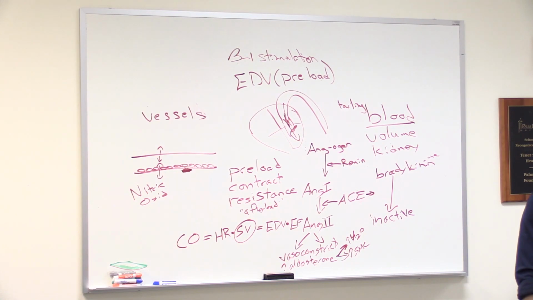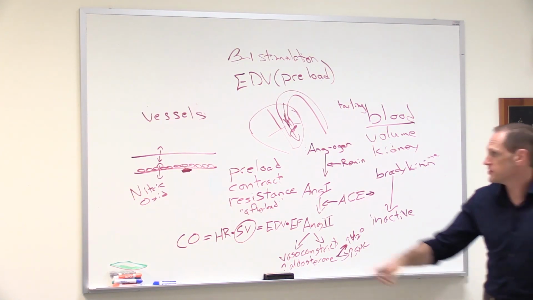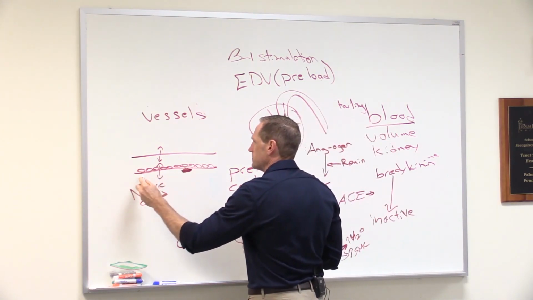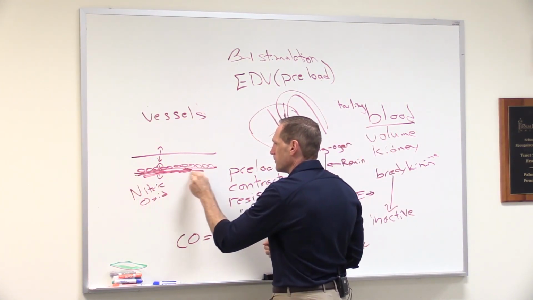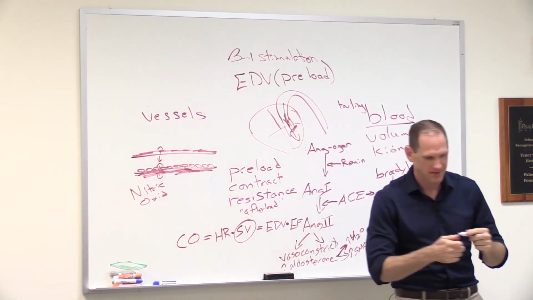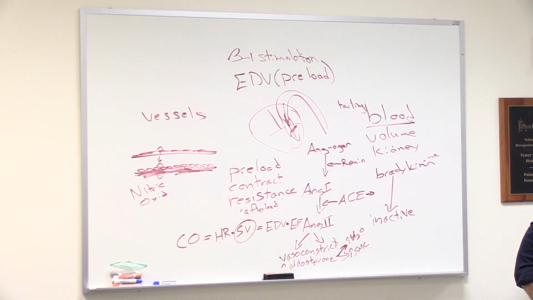Yeah, one question. When you drew that little thing on the vessel, is that supposed to be nitric oxide? This little squiggle here? Okay, so this is actually supposed to represent the media layer. Oh. These are muscle cells. Yeah. So that's meant to be muscle cells. All right. Any other questions?